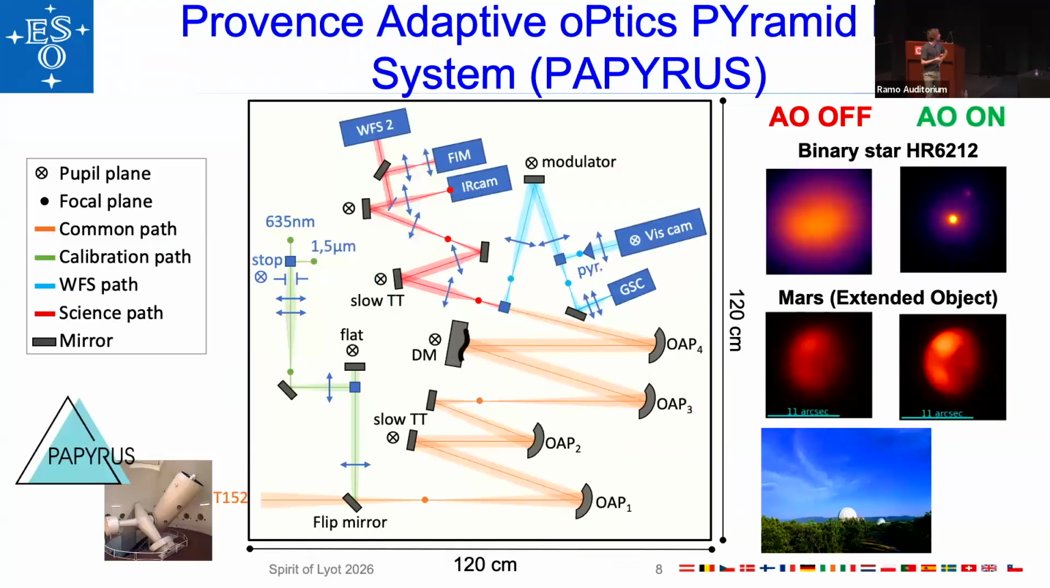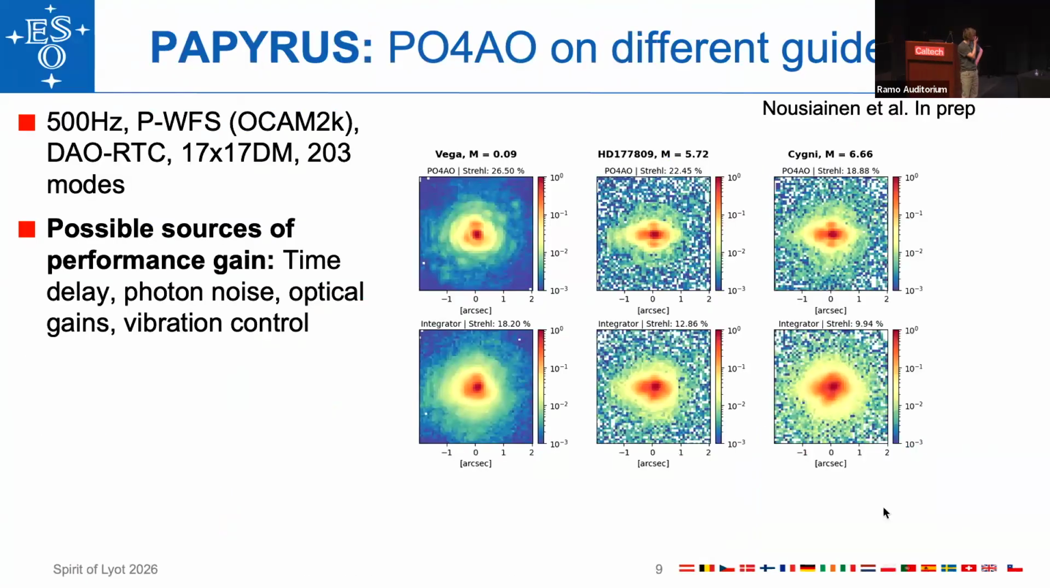So yeah, we implemented it on the SKY PAPYRUS AO system. It's on a 5.5 meter telescope at OHP, southern France, with challenging seeing conditions. So yeah, we did this experiment last summer.